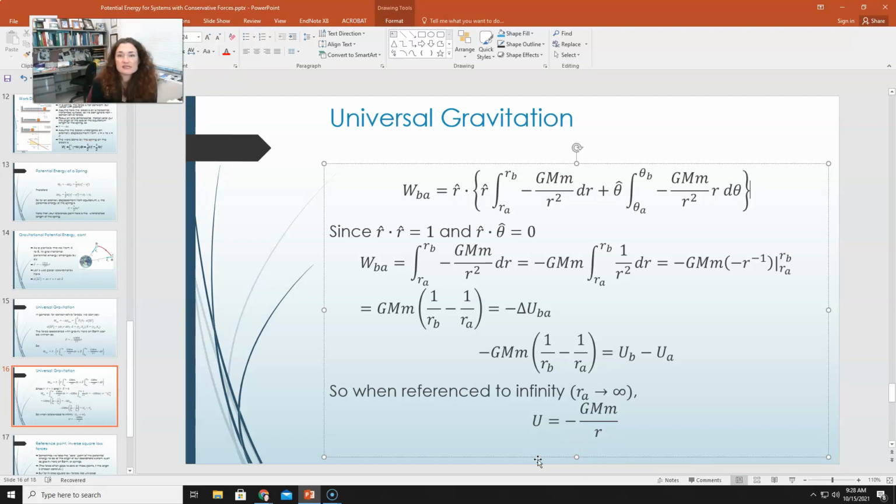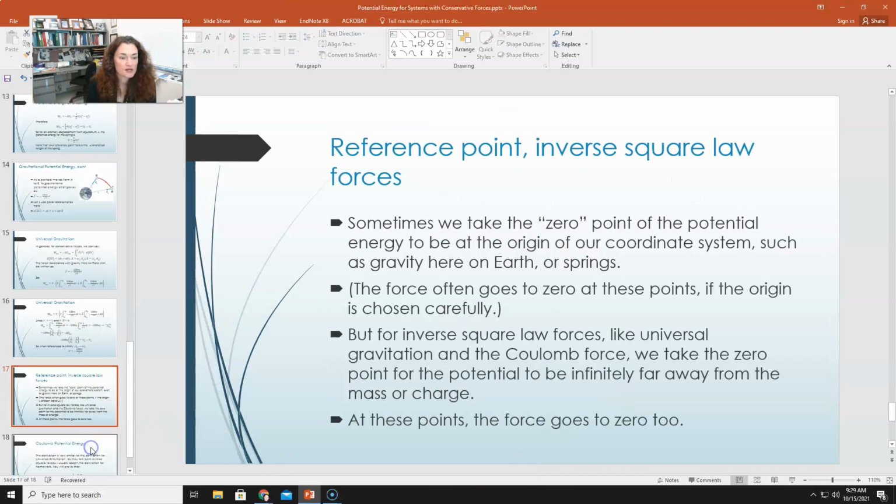Now, this means that the reference point would be infinity. As r goes to infinity, you have a negative constant over infinity, and dividing by infinity, as that approaches infinity, it goes to 0. So unlike the other functions that we had, where the zero point of the potential energy was at the origin of the coordinate system, like for springs, and for gravity here on Earth if you choose your coordinate system wisely, here instead you have a reference point of infinity where your potential energy goes to 0.